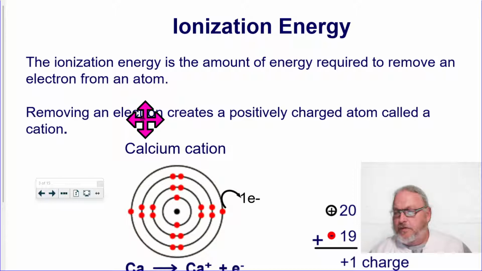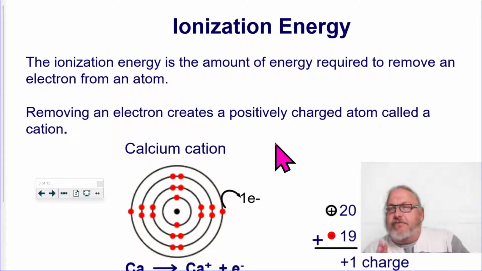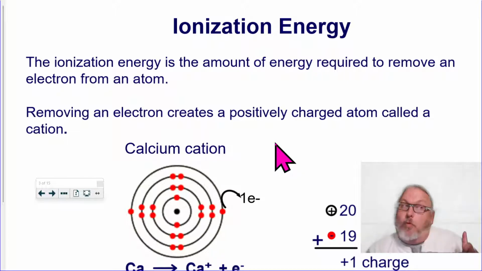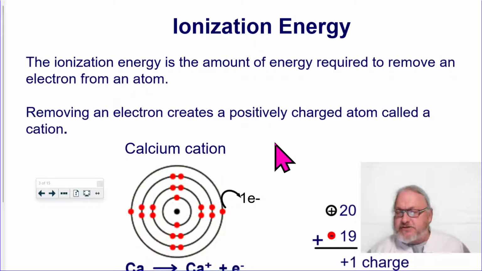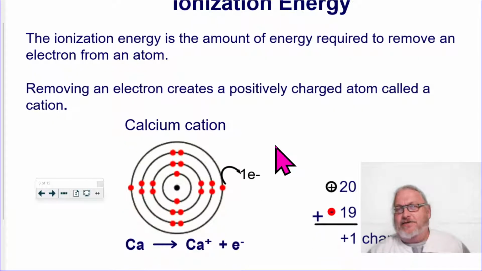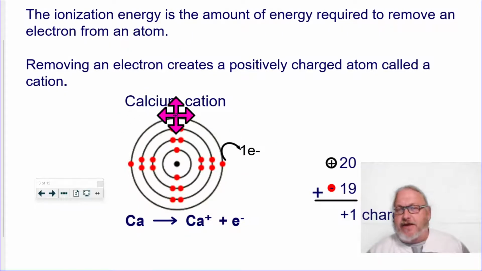So the ionization energy is the amount of energy required to remove one electron from an atom. Each electron that's removed has its own energy required to remove that one electron. And this creates a positively charged atom that we call a cation. So this is a calcium cation, and it shows that it's got 1 electron removed.